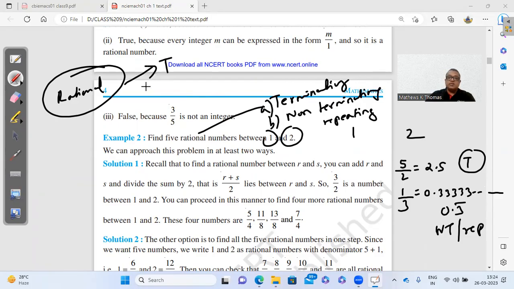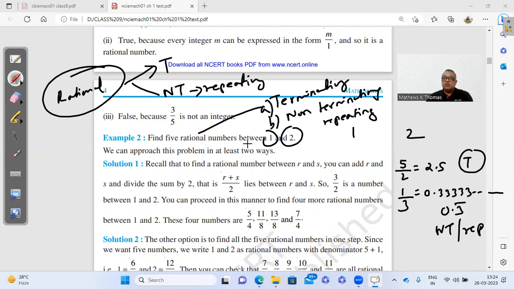Okay, so what are rational numbers? Rational numbers can either be terminating numbers or non-terminating but repeating numbers. If they are non-terminating, remember they have to repeat or recur. Repeating means the number will go on, it will never end. It will keep on repeating.